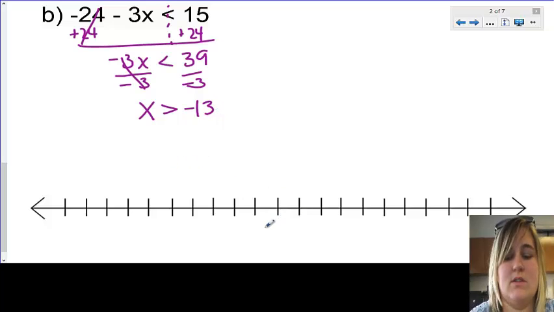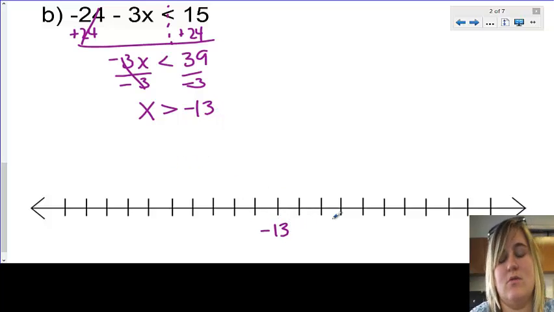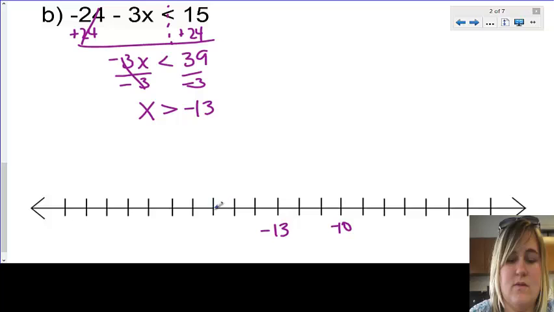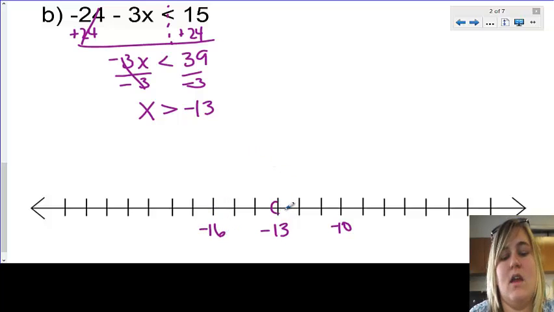So my point is going to be at negative 13, so I'm just going to make my graph here. 12, 11, 10, and then 14, 15, 16. Okay, so my point's at negative 13. It's not got the equal, so it's open. And when I make it into an arrow, it points to the right, so I shade to the right.